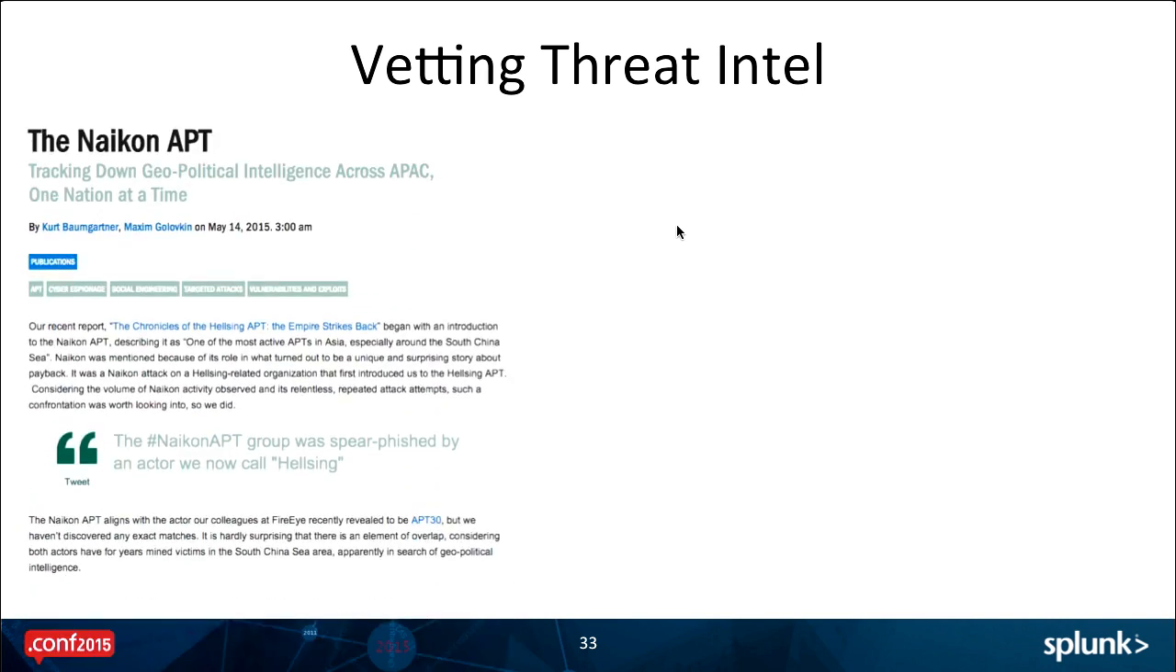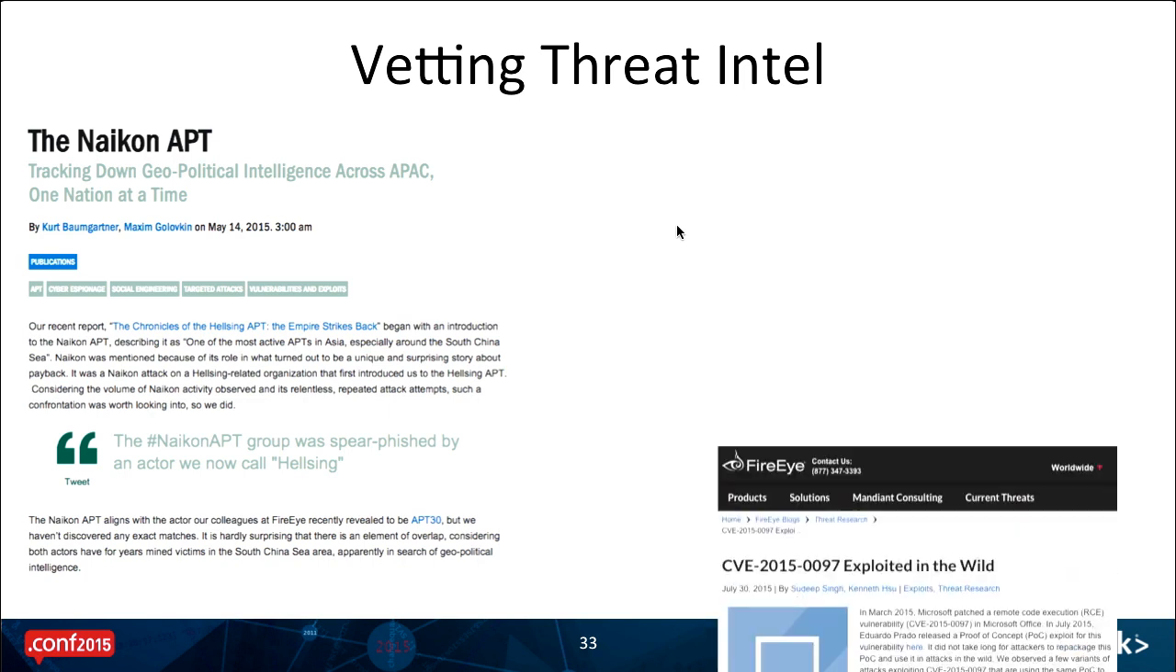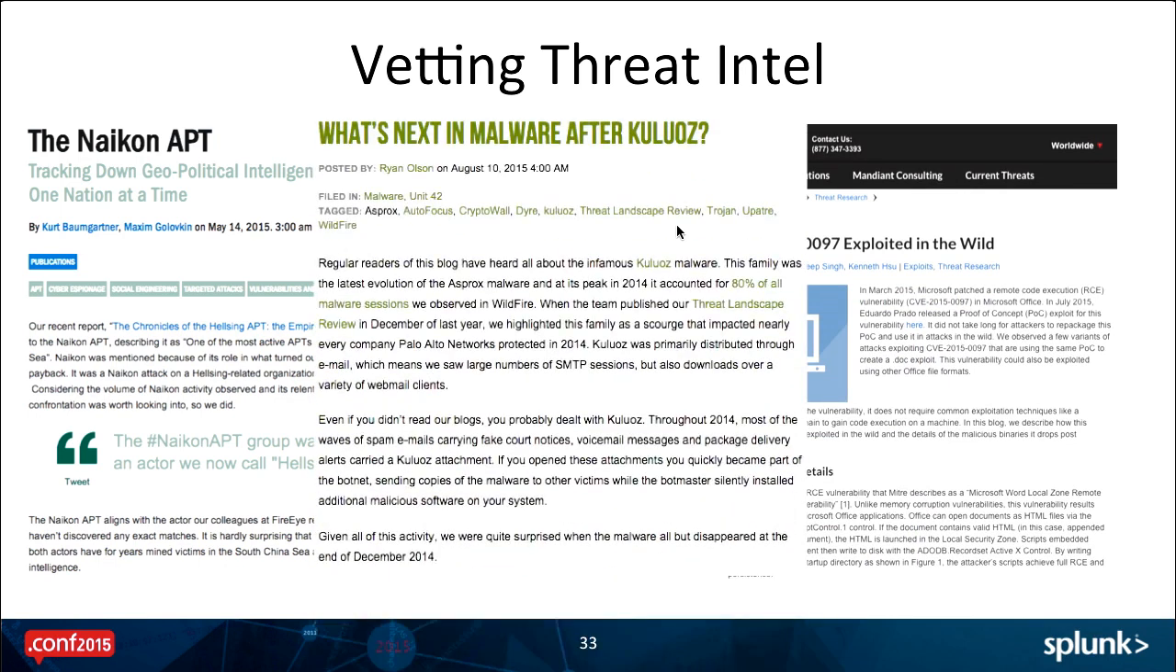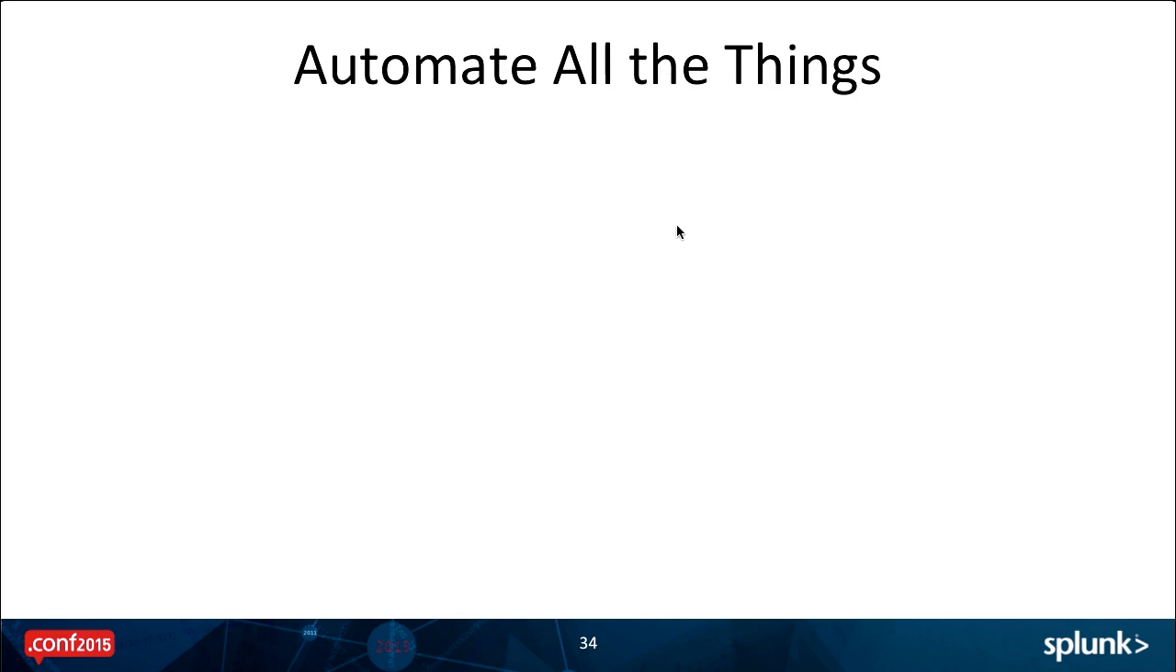So here's an example of a website. It's about the Nikon APT threat, and it's from XYZ website. Here's another one from FireEye, and here's one from Palo Alto. Like I said, threat intel's everywhere. You can also get paid prescription stuff. At Bechtel, we like to automate the crap out of things because we don't like doing the same monotonous task over and over again.